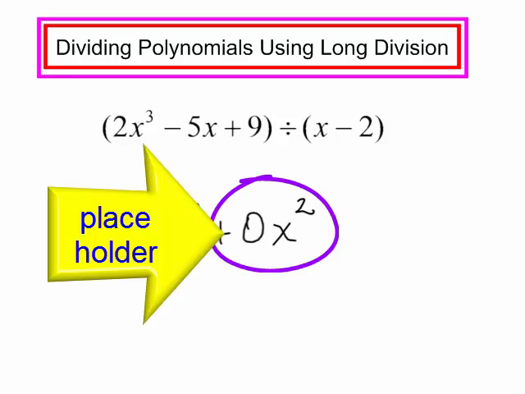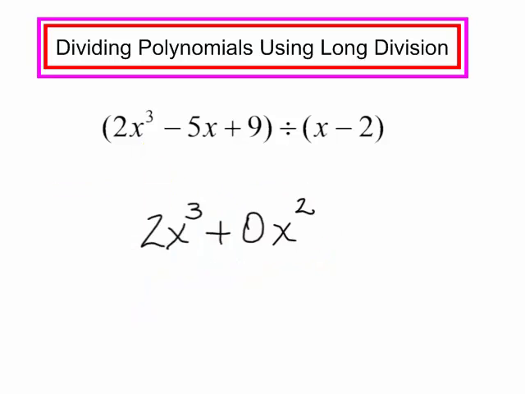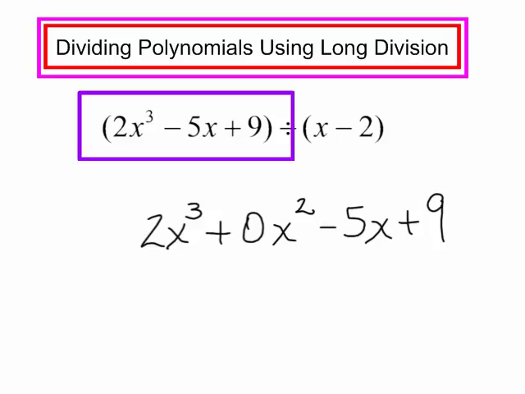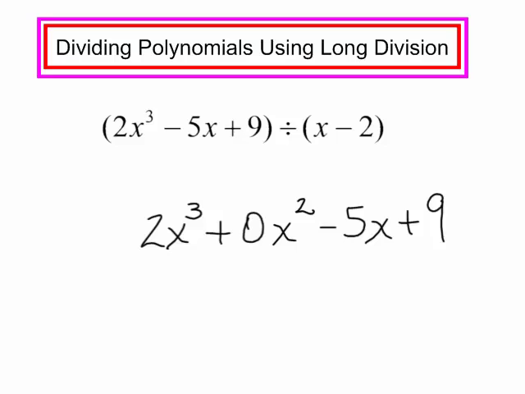What is 0 times x squared? What is 0 times anything? It's just 0. So I'm not changing the problem. And I will continue writing my dividend. So I have 2x cubed plus 0x squared, which is nothing, minus 5x plus 9, the same that I started with. And I'm going to divide this by x minus 2.